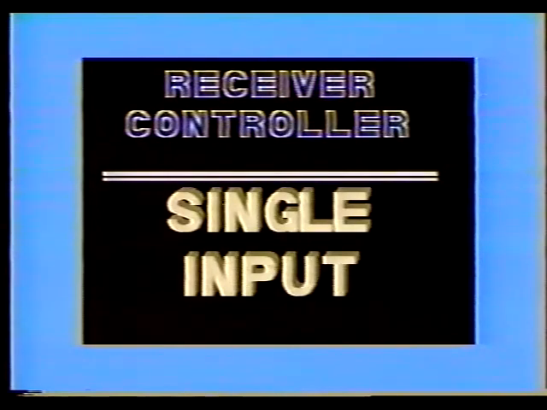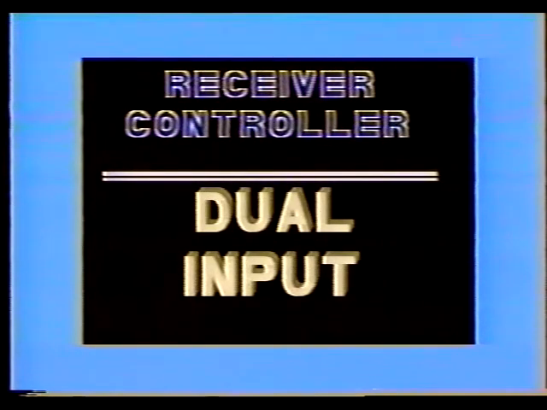There are two types of receiver controllers. The single input device, which utilizes the input from a single transmitter and provides a similar function to a master controller or a remote bulb type controller. The second type is a dual input device, which utilizes the inputs from two transmitters and provides a reset function similar to that of a master and submaster control system.